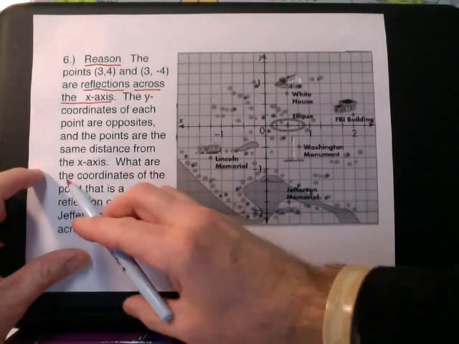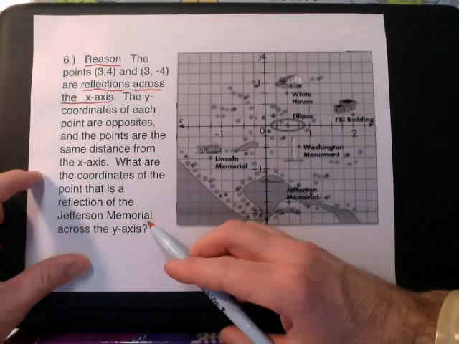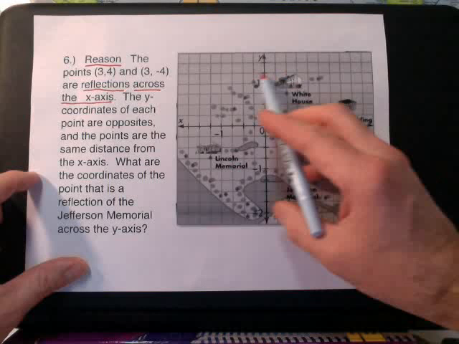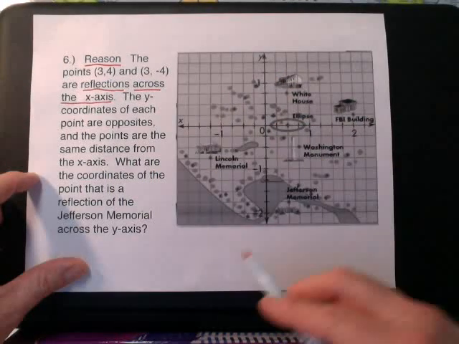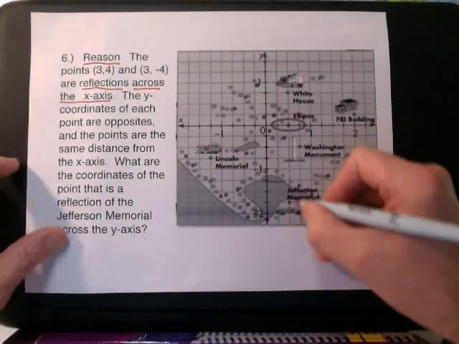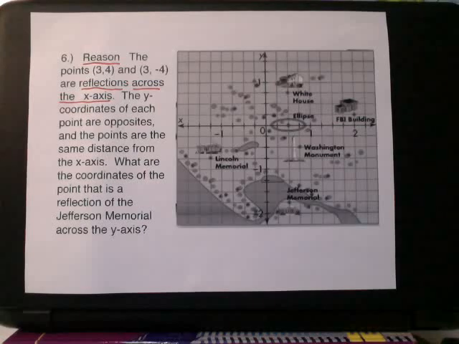What are the coordinates of the point that is a reflection of the Jefferson Memorial across the y-axis? So now we're going to go across the y-axis from the Jefferson Memorial, and they want to know what the coordinates would be for that. Why don't you pause the video and see if you can come up with that answer.